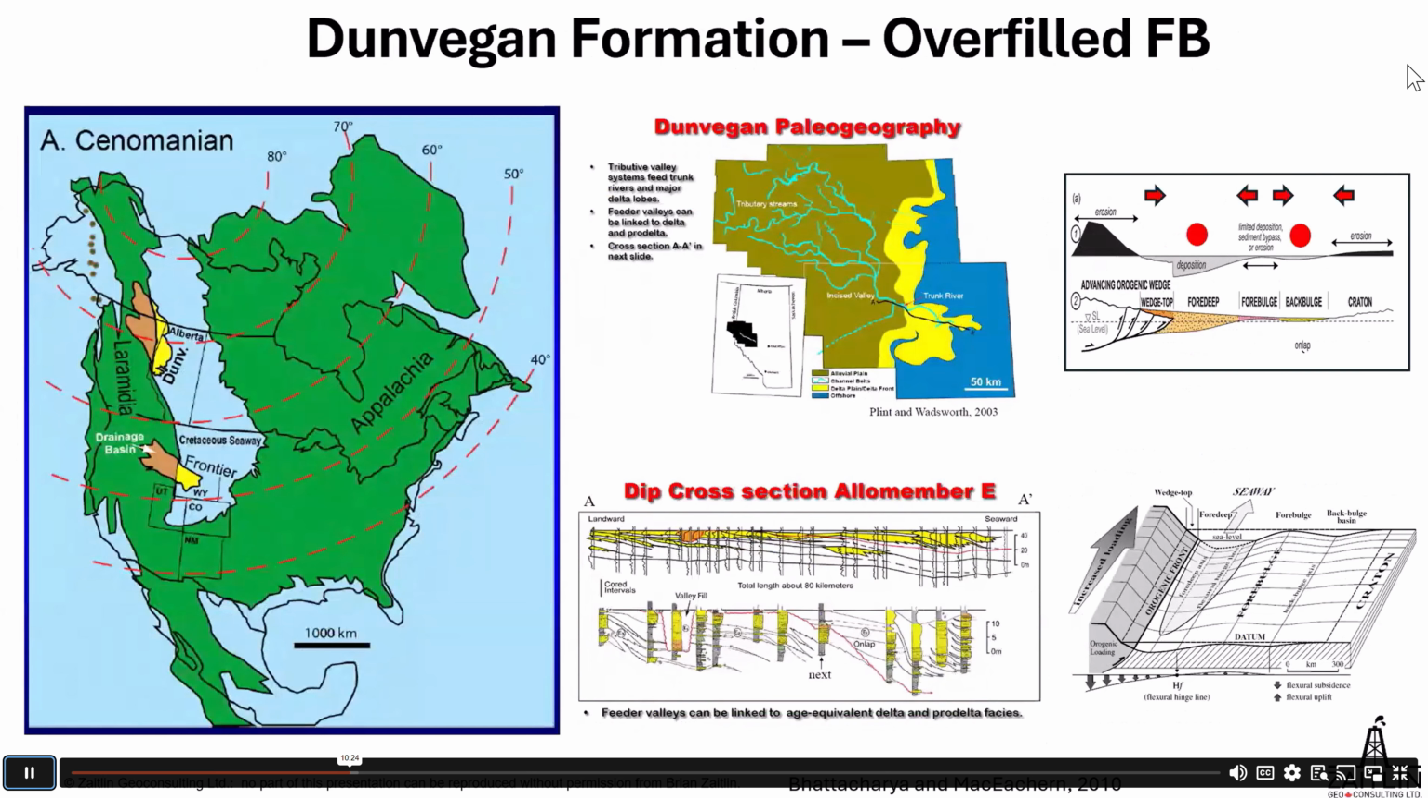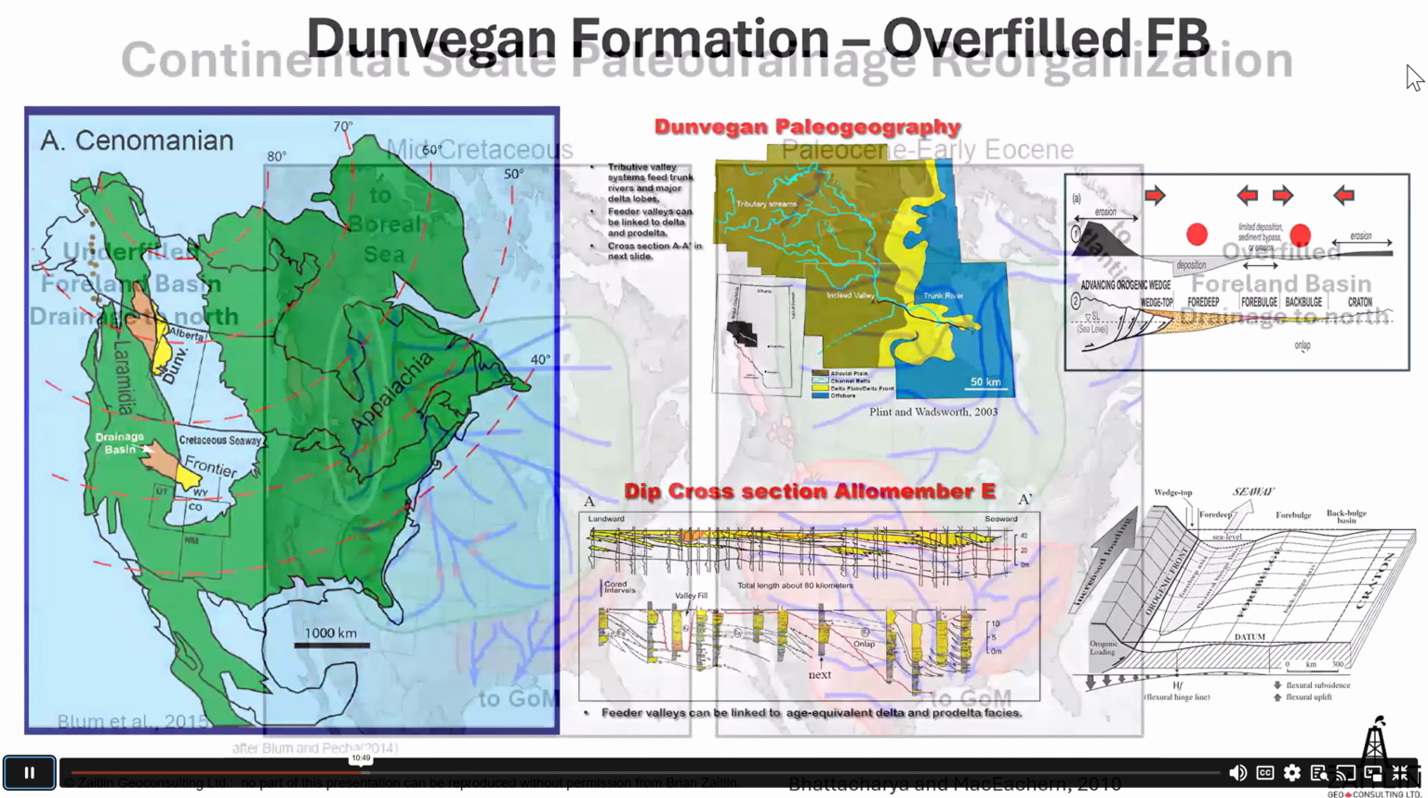In the overfilled foreland basin component, this is work done by people like Plint and Wadsworth and Bhattacharya and others. And you see in the Dunvegan, the incised valley systems running from west to east with a north-south paleo drainage system. So that's what's happening in those types of units.